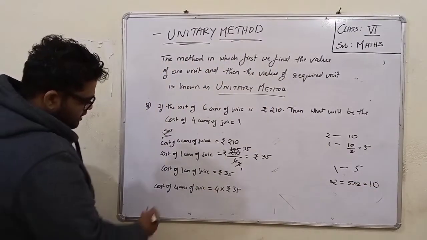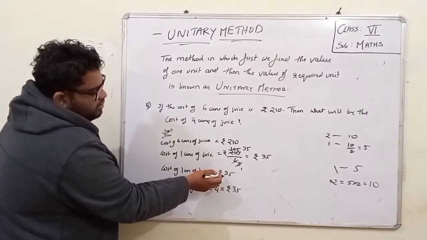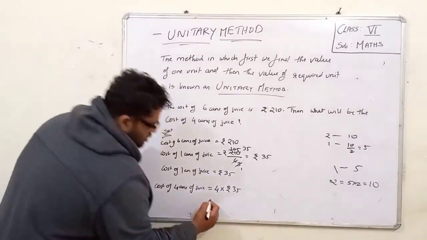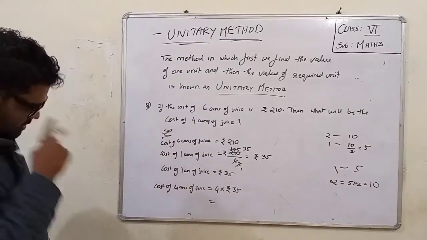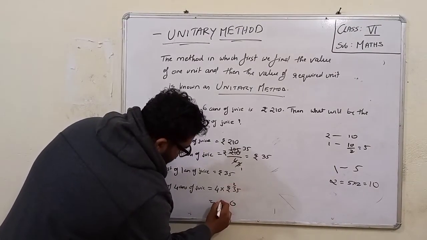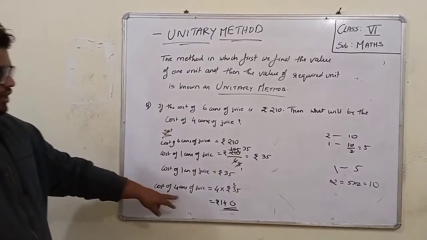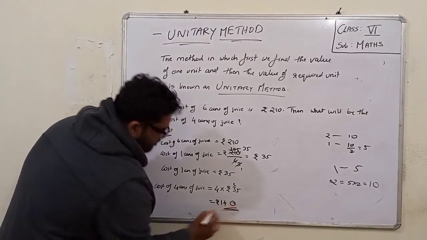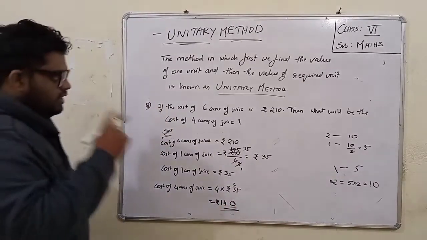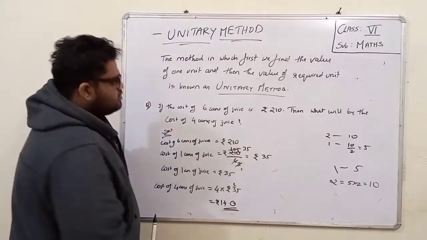So in the same way, the cost of 4 cans of juice is equal to 4 into the cost of 1 can of juice. So we get 4 times 35, which is 140. Okay. The cost of 4 cans is 140 rupees. Now we have the amount for 4 cans of juice, 140.